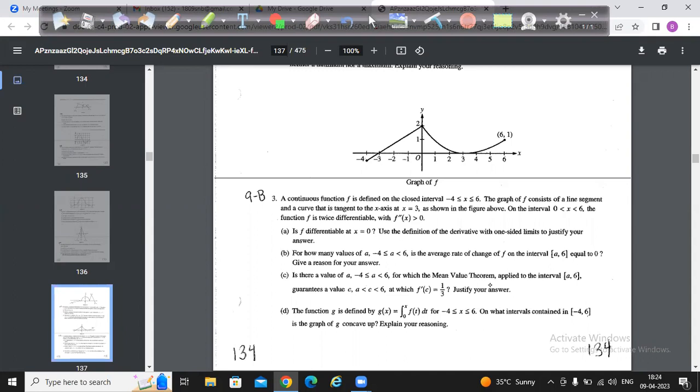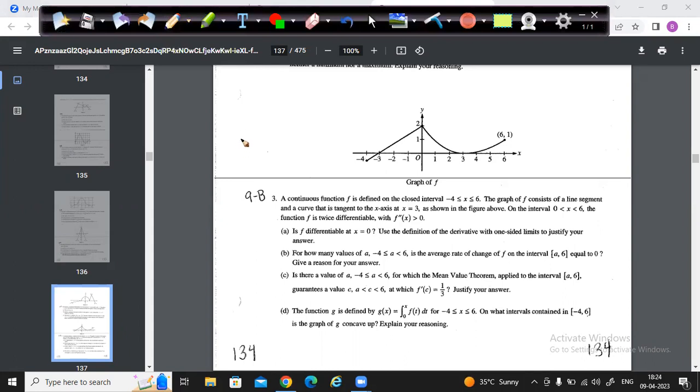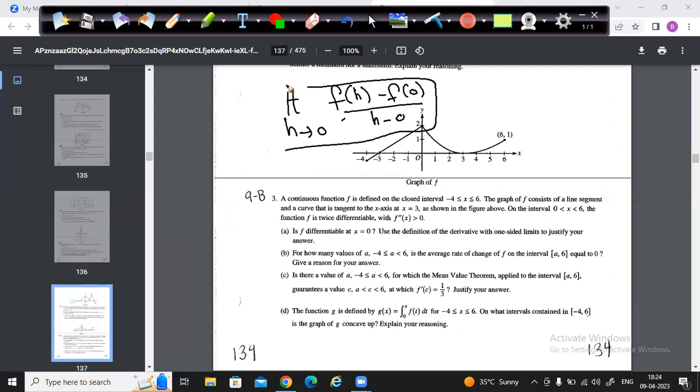Now, use the definition of the derivative: limit as h tends to 0 of f(h) minus f(0) over h minus 0. This is the definition of the derivative of the function. Now I need to look at the left-hand derivative and right-hand derivative. So limit as h tends to 0 minus of f(h) minus f(0) over h minus 0.